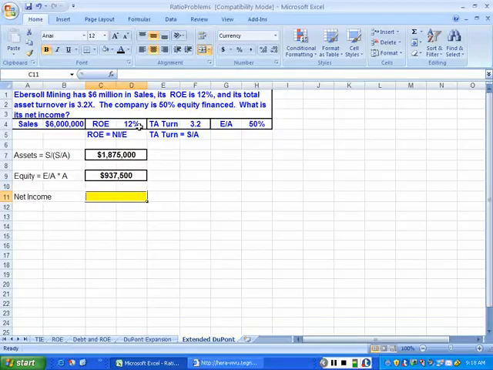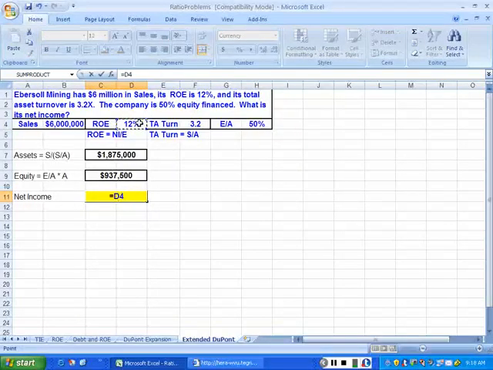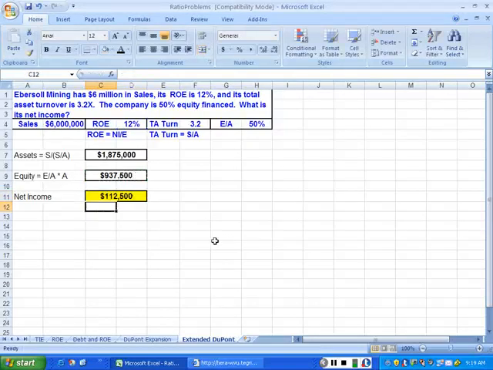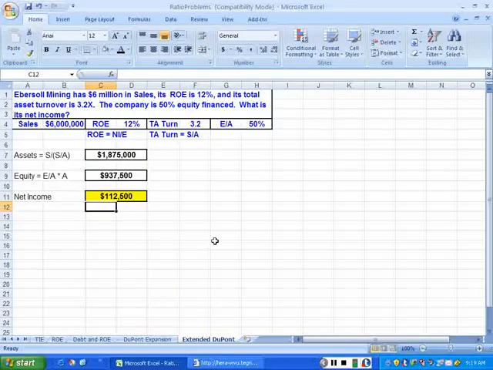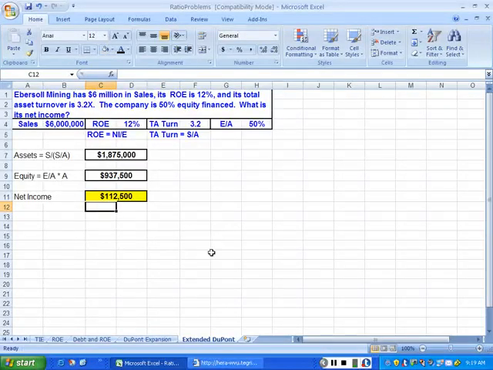$937,500. If 12% of that is our return, then our net income is nothing more than that 12% figure multiplied by this level of equity. Means that we had a bottom line figure of $112,500 for our level of net income.